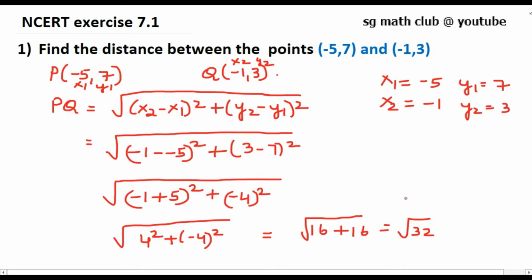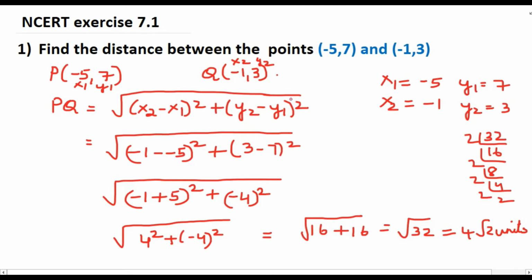This you can simplify further. Square root of 32 is nothing but 4 root 2, or you can use the factorization method: 16 times 2. You can see that square root of 32 is 4 root 2 units. So the distance between (-5, 7) and (-1, 3) is 4 root 2 units.